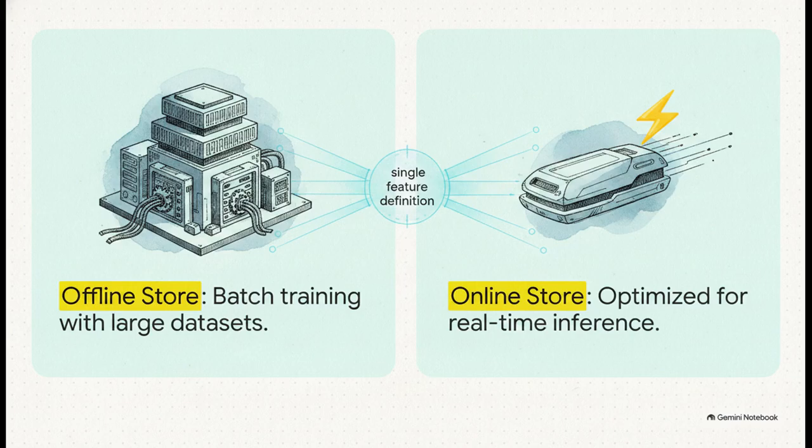But here is the absolute genius of this architecture. Both of these stores are served from one single feature definition. You define it once, and that guarantees consistency across the board. It literally eliminates that dreaded data skew between your pristine training environment and the chaotic live production environment.